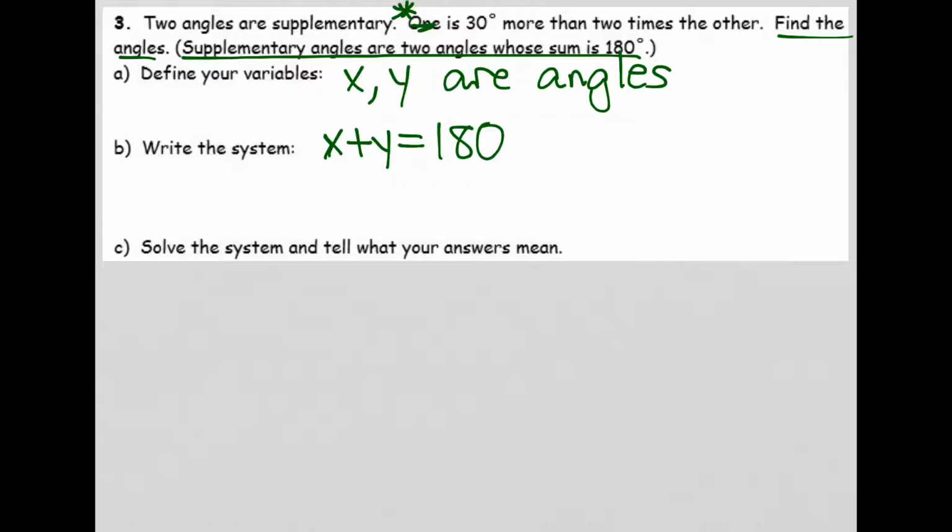I wish that said one angle. One of the angles, which one? I don't know, let's say X. One of the angles is 30 degrees more than, what is it more than? 2 times the other angle, which was Y. There you go. Solve by substitution. I'm going to let you finish those.